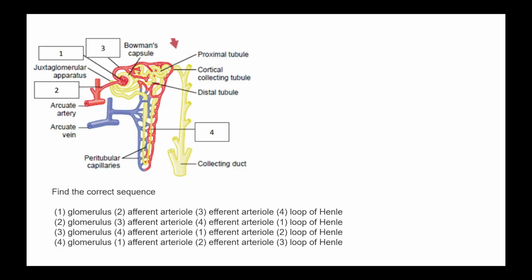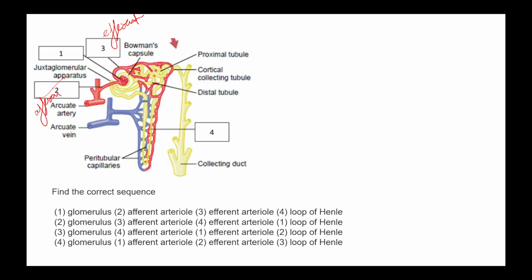So these are the different portions. This particular arteriole, which is taking the blood to the glomerulus, the one which takes the blood to the Bowman's capsule, is it afferent or efferent? Yes, this one is afferent. And the one coming out of the glomerulus is the efferent arteriole.